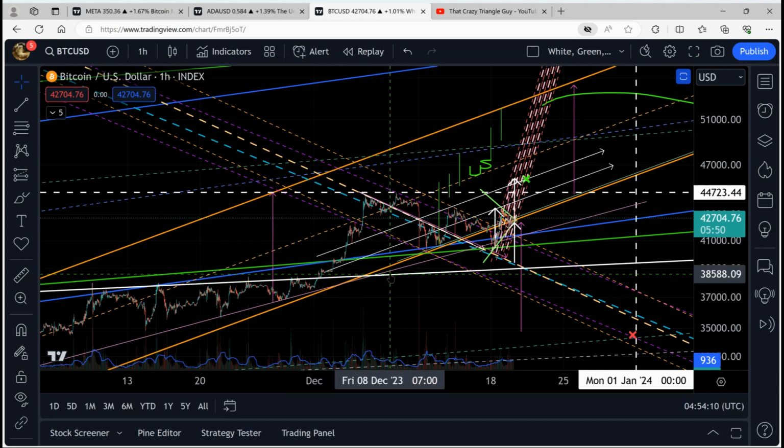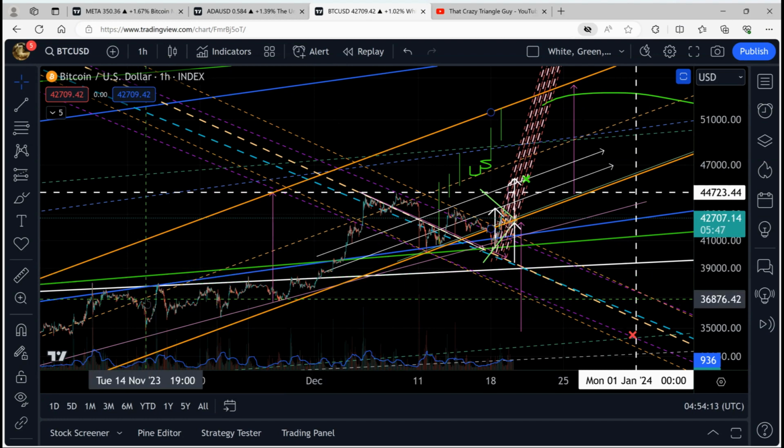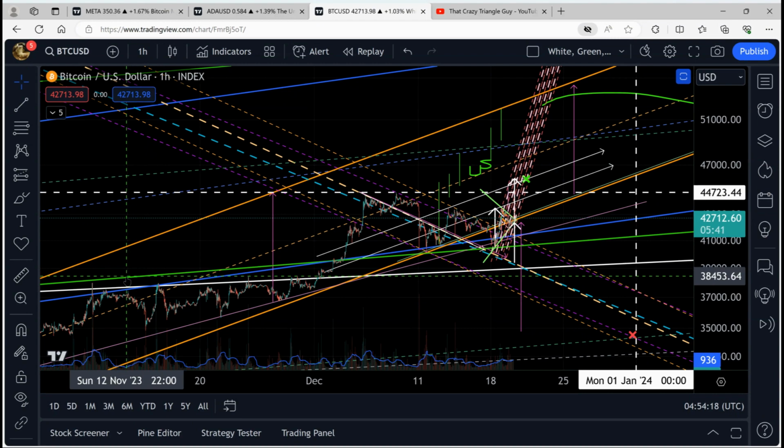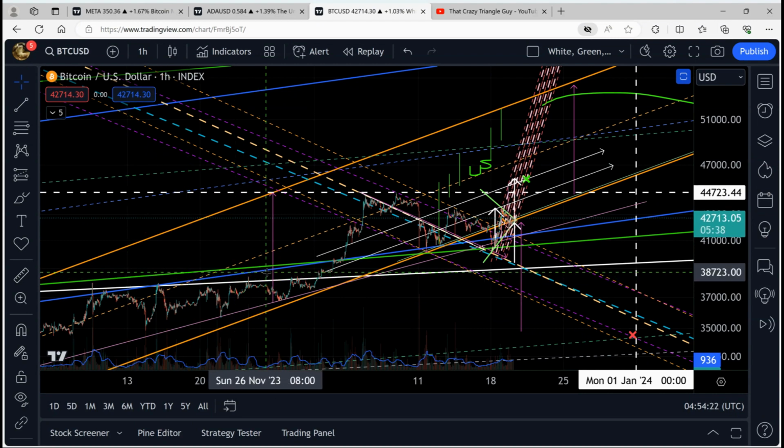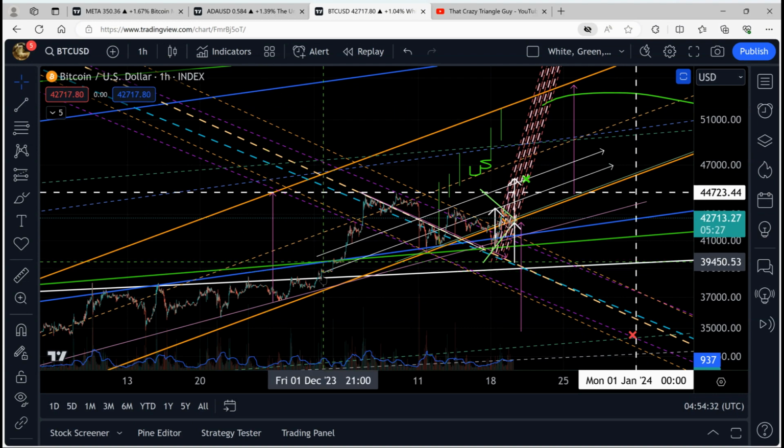It's obviously this white parallel channel that goes way back many, many years and it is very influential on the price action of Bitcoin, as well as this green parallel channel and this blue one, since we've almost been trading in this blue one for an entire year now. So that's what's going on there. And you can clearly see how we really, really struggled here to get through.